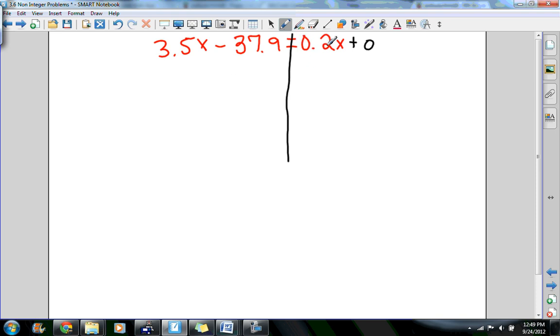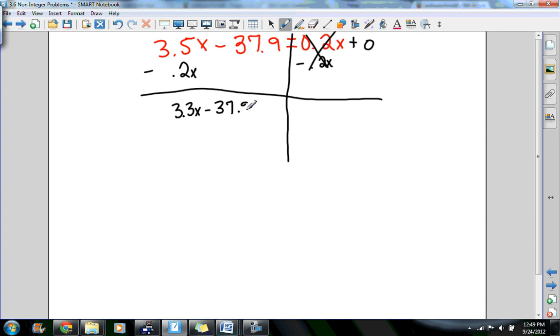What I do is I have 0.2x, that's positive, so I need to move it left. So I'm going to subtract 0.2x. So that goes away. And then I subtract 0.2x from here as well. After that, I end up getting 3.3x minus 37.9 equals 0. Now I need to move this piece to the right, so I'm going to add 37.9. Okay, and I hope you're seeing the theme here is that decimals actually don't change these problems much at all.